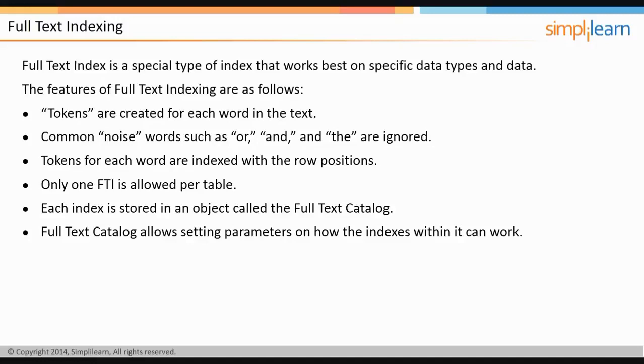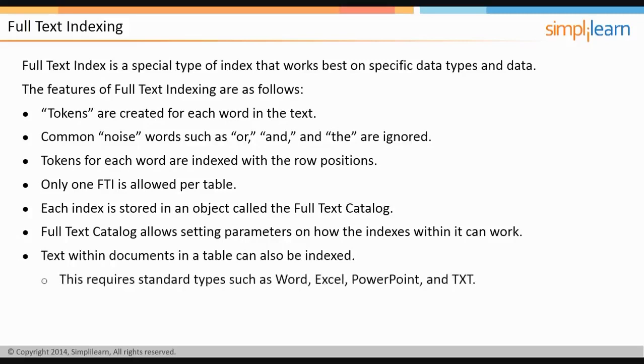FTI can not just index text within the column directly, but also text within documents stored within the table in the column. The FTI parser can read and parse text from different document formats, such as Word, Excel, PowerPoint, TXT. You can also add more types it can understand by adding components called iFilters. All you need to do is provide a column with the file extension of the document you have stored in the column you are indexing.